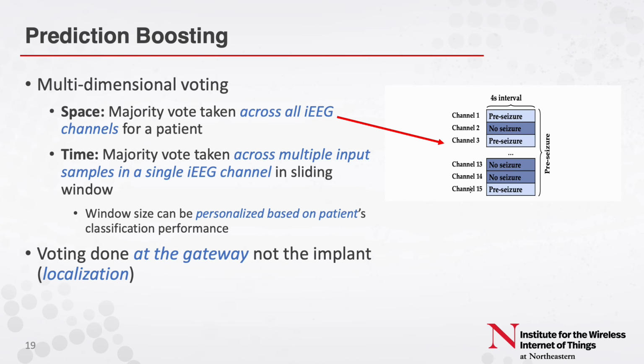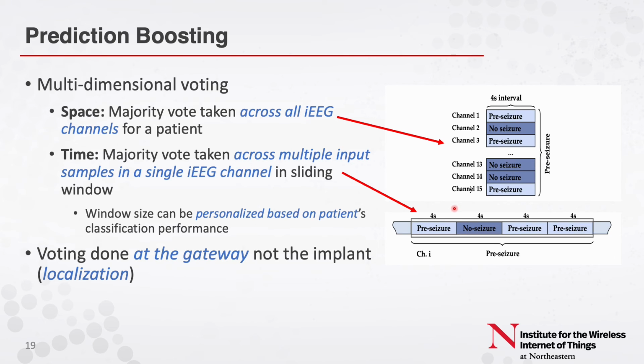And what it entails is a vote in space and in time. So the vote in space involves taking a vote across all the different channels within a single 4-second time period, and then taking a majority vote of that. In addition, a vote in time is done for one single channel across multiple 4-second time samples. By doing this, we're able to actually increase the validity of our classification, regardless of the performance of the CNN for one single individual channel at a single point in time.